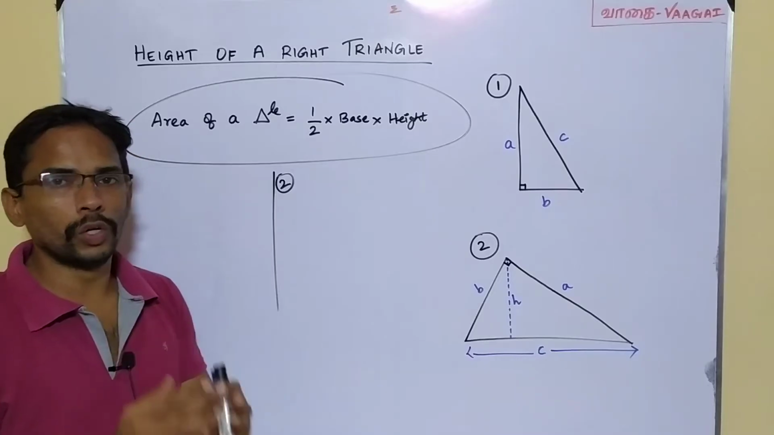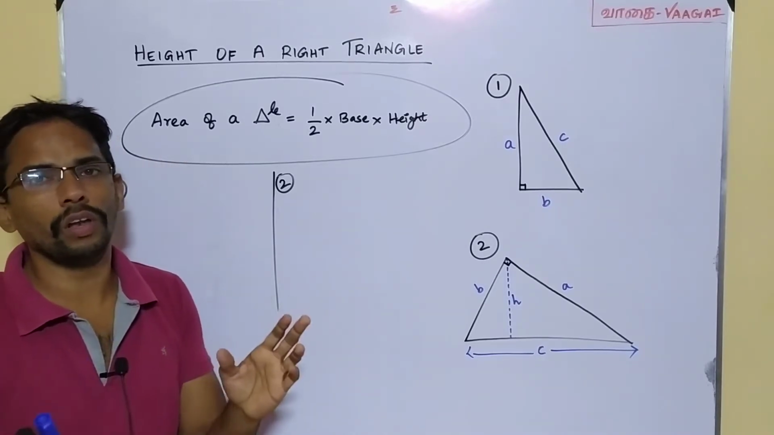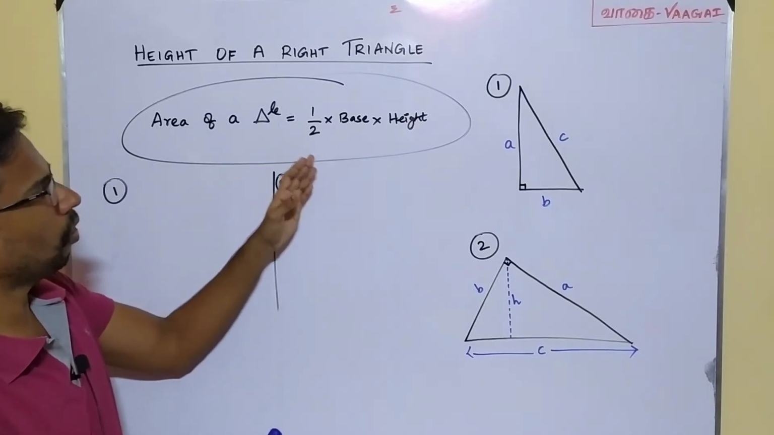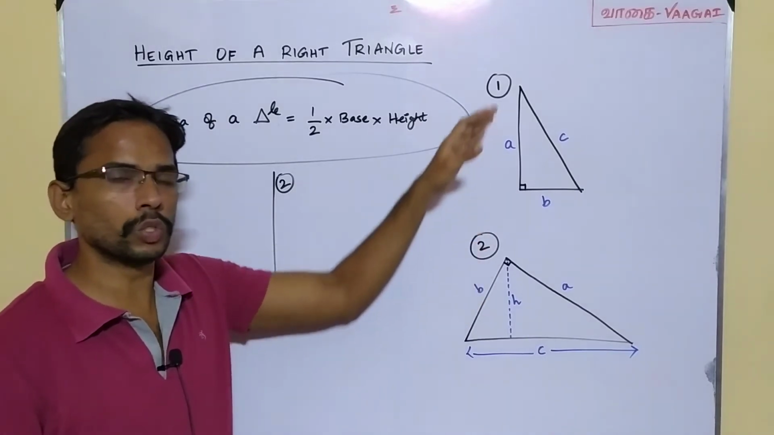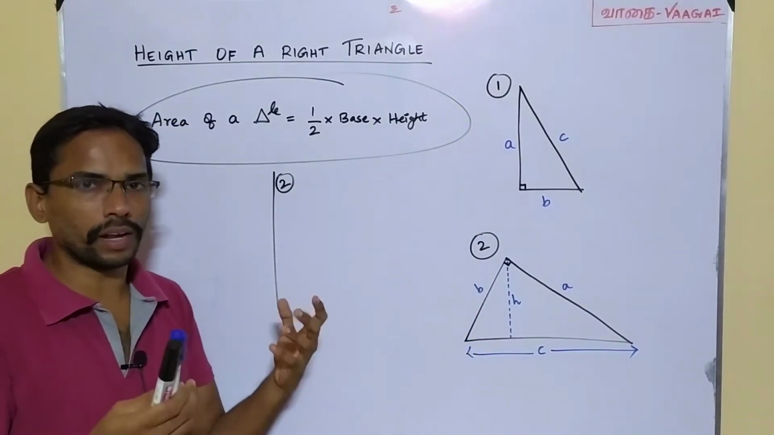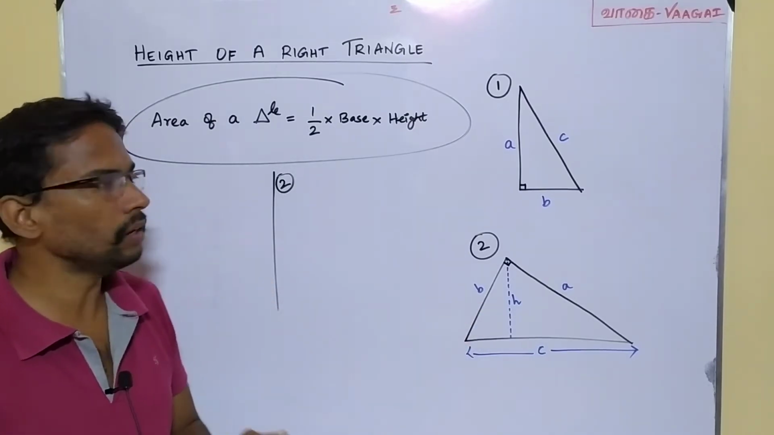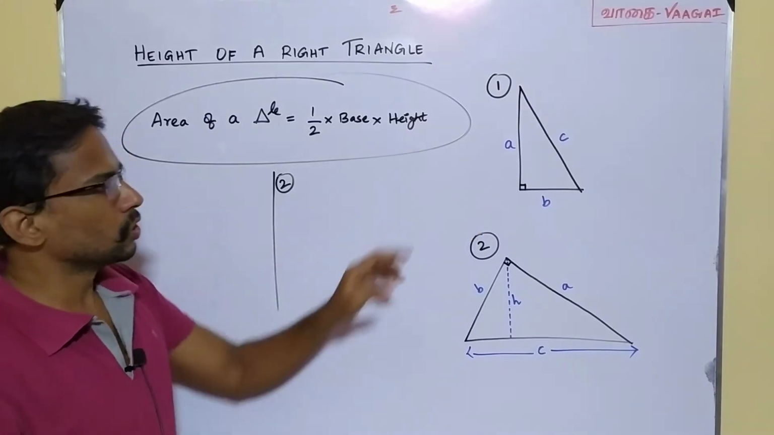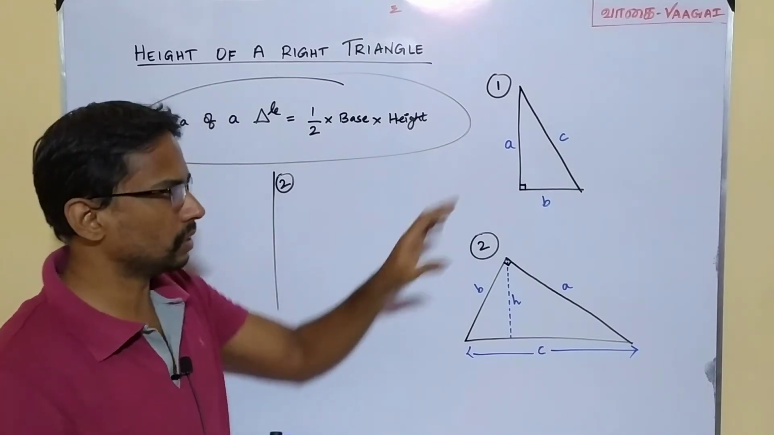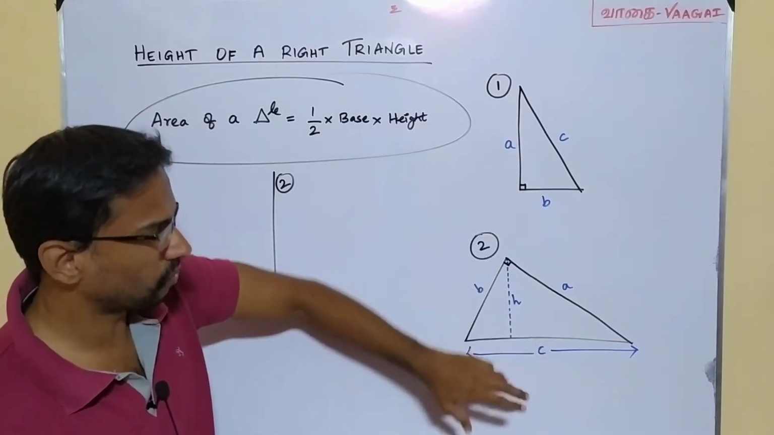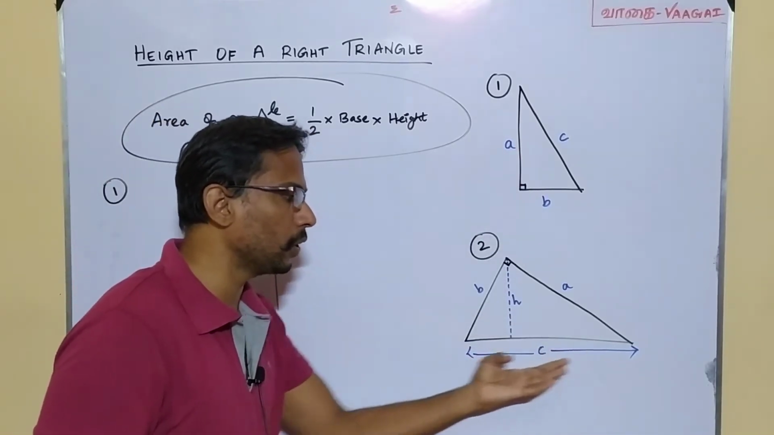Now in order to find this height, we are going to use the formula for the area of a triangle. We all know this formula: area of a triangle is equal to half into base into height. Now we are going to consider both these cases and get a connection between them, through which we will be finding the height of this triangle. That's going to be our plan. So start with this first case. Here in this first case we have A, B here, and C is the hypotenuse, and the same triangle is drawn in a different way in the second case. The only difference is that here we can see this hypotenuse lying on the base.